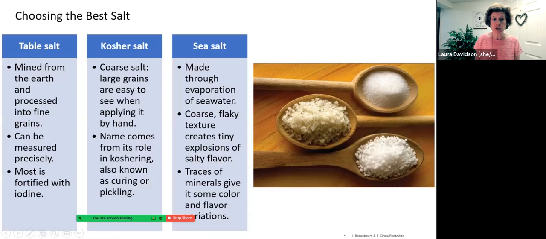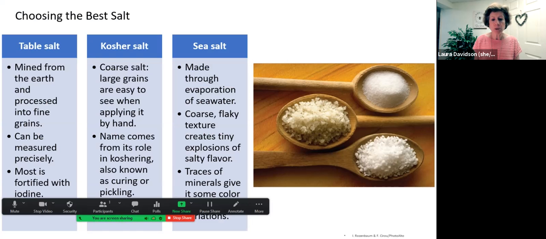Okay, so as far as choosing the best salt, it is really important to understand that all of these salts are salt and all contain about the same amount of sodium. They're different in terms of their taste. Sea salt has some minerals, kosher salt has bigger granules, it's chunkier, and table salt is typically fortified with iodine. But as far as sodium per milligram, they are about the same. They all come under the same limits.